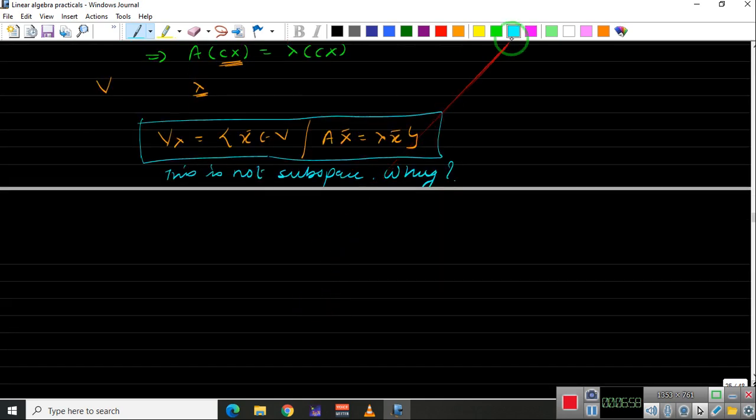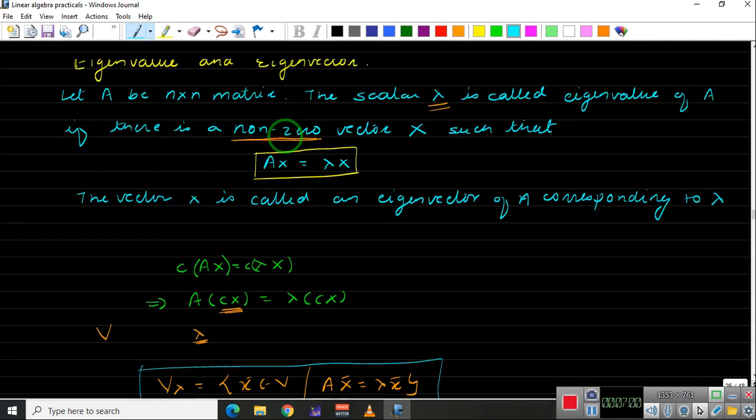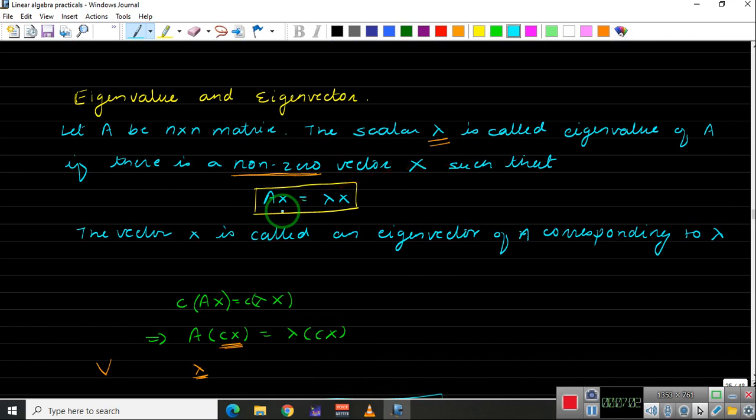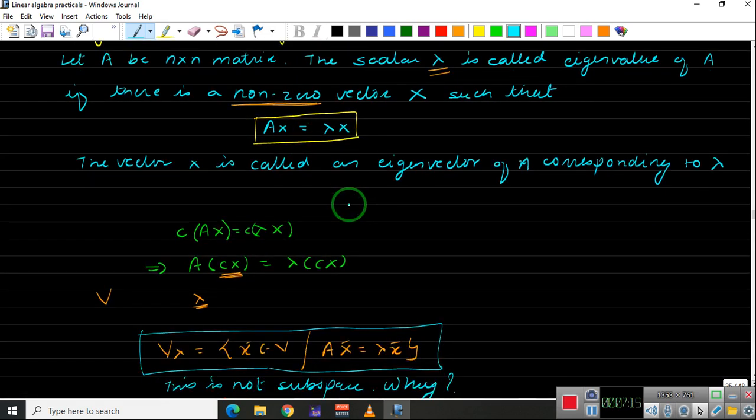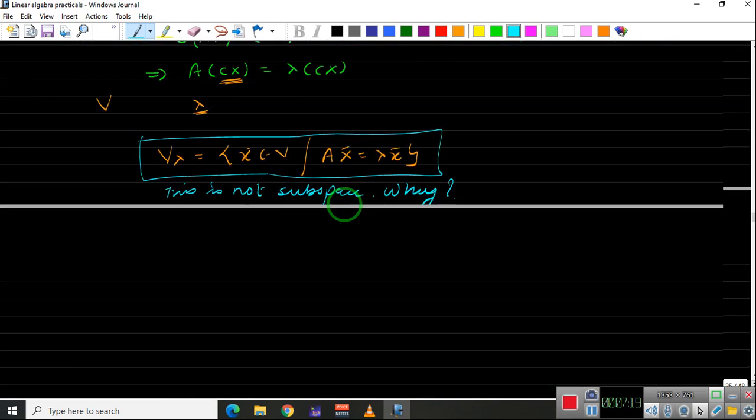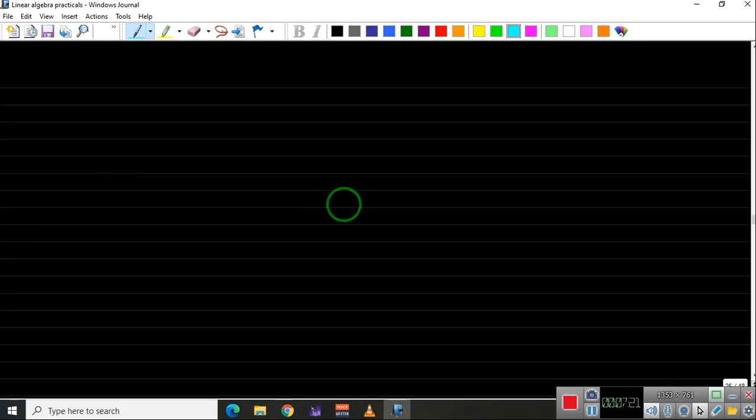Alright, so this is how we define our eigenvalue and eigenvector. This scalar lambda is the eigenvalue of A if there exists a non-zero vector x such that Ax equals lambda x. Okay, so the thing is how to get this eigenvalue and eigenvector. Let me come back to this.